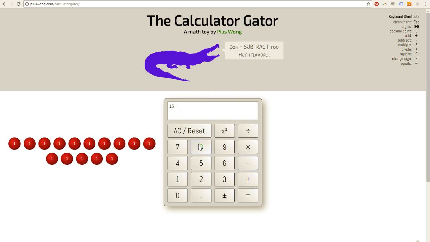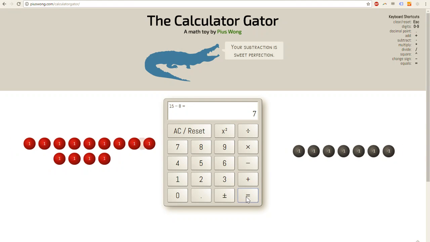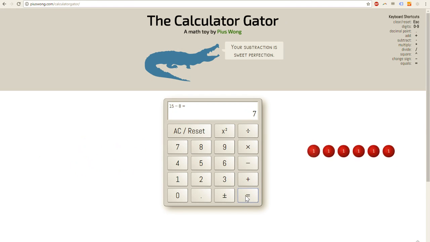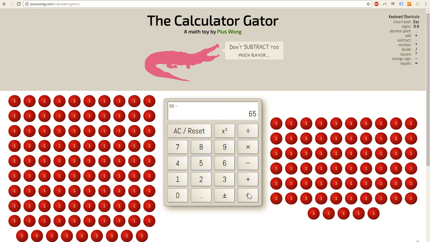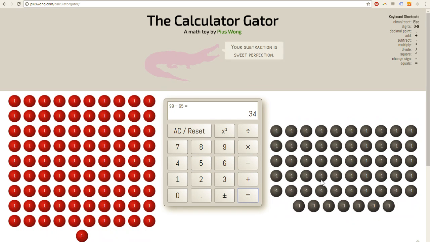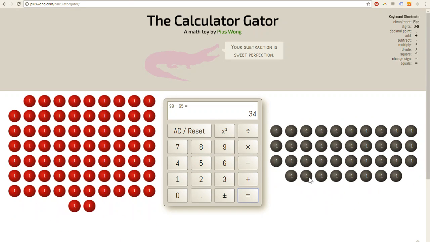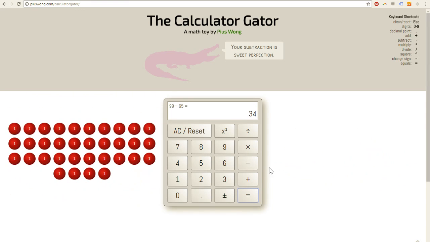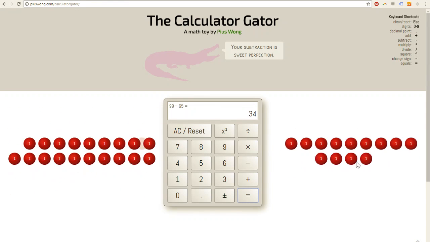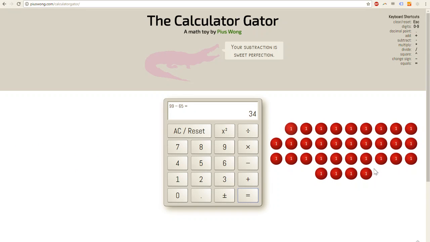We can also subtract numbers. 15 minus 8 should be 7, and as you can see, it subtracted the units here. Let's look at that again. Let's look at 99 minus 65. See, it turns the second number here into a negative number basically, and you're basically canceling out positive and negative numbers here. So you can also visualize integers.